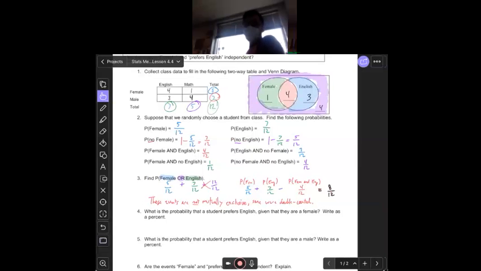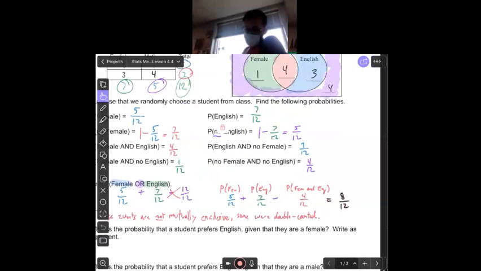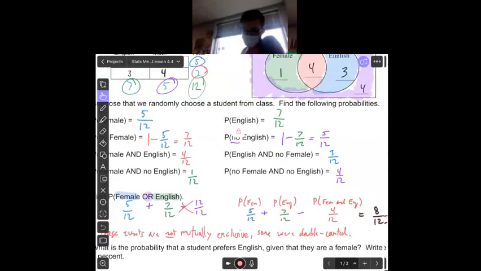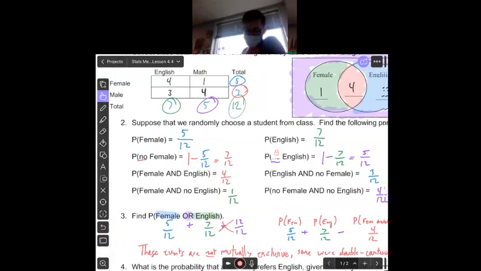The probability of being female and the probability of not female. When we say the probability of being female and then the probability of not being female, again, I prefer to say not female versus no female. That's called the complement.